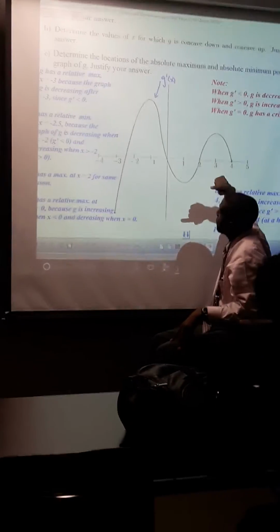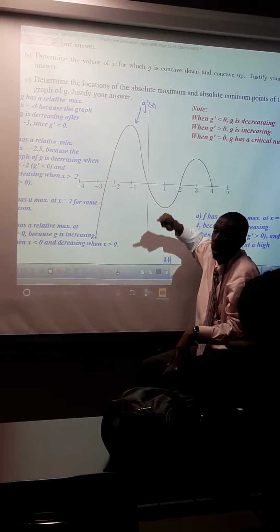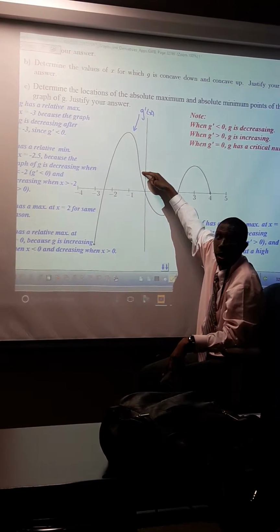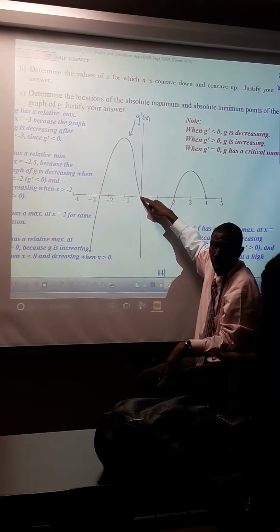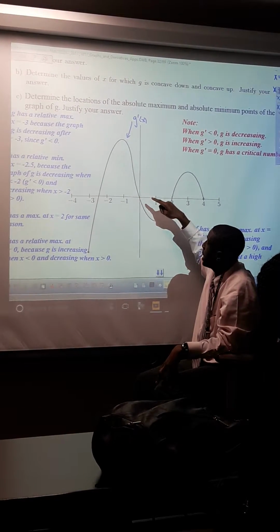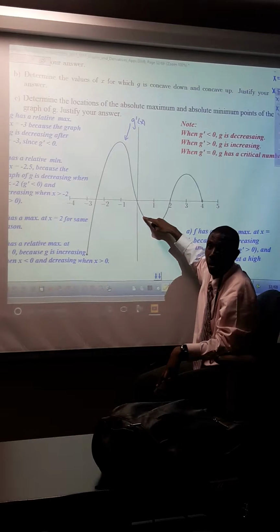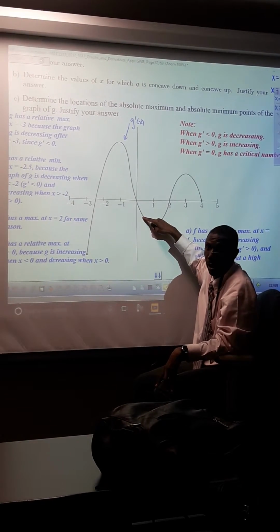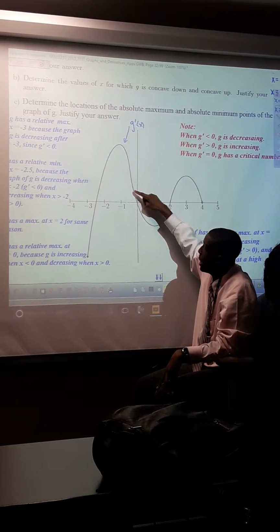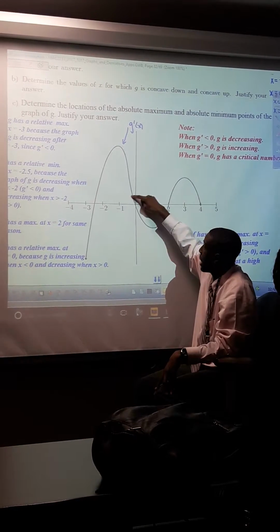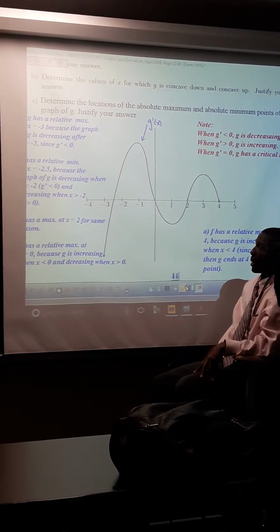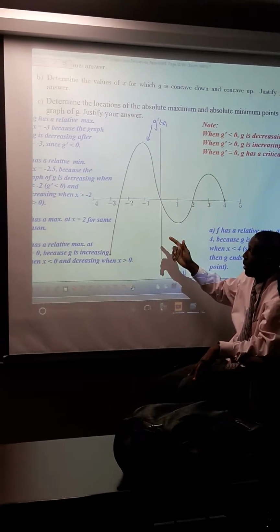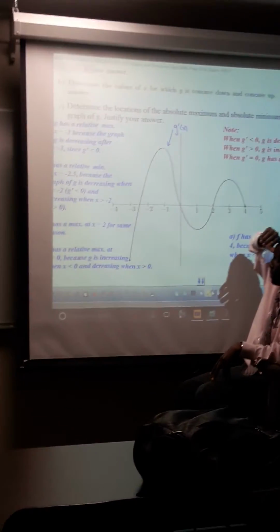So therefore, you are saying, because G prime is positive, G is increasing. Then G prime is 0, so G is turning, or attempting to turn. And then G prime is negative, therefore G is decreasing. So G was increasing, then turns and decreases, that's a max. Are you with me so far? It's a relative maximum. G has a relative maximum at x equal to 0.